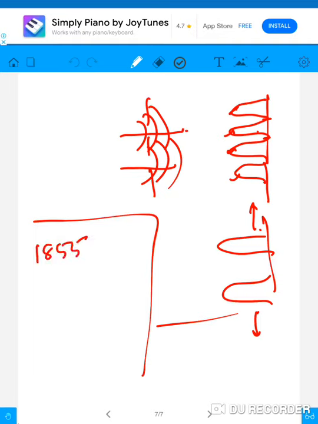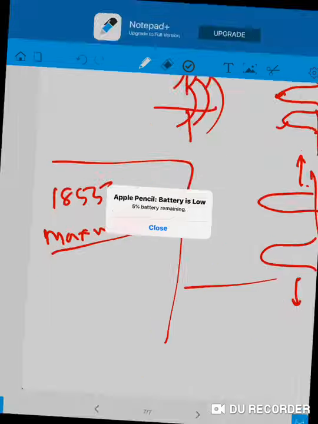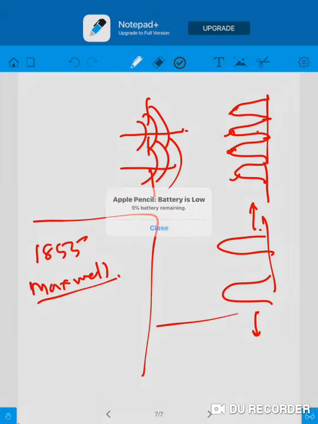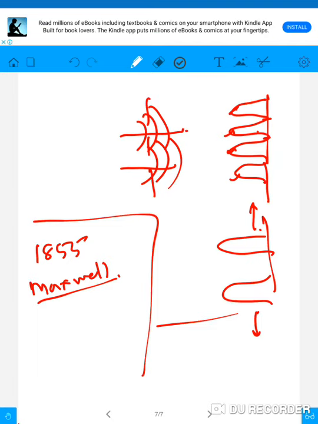Maxwell in 1855, and he made a significant contribution to this theory. He explained that using the four laws of electric field and magnetic field, the Gauss law of electrostatics and Gauss law of magnetostatics, Faraday's law, and the last one, the modified Ampere's law, light is an electromagnetic wave.